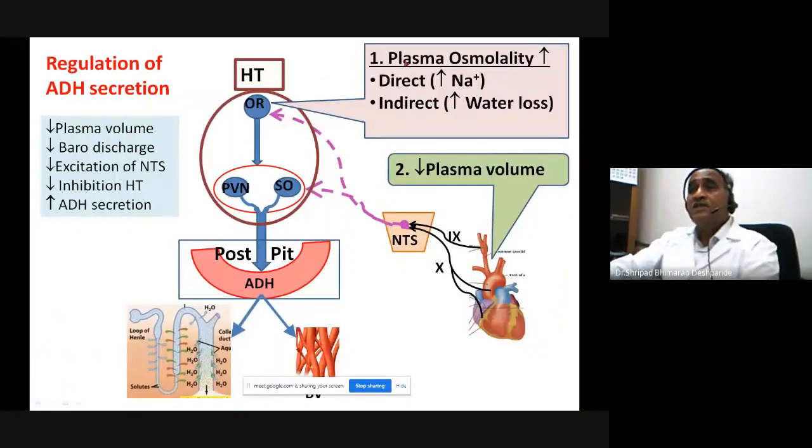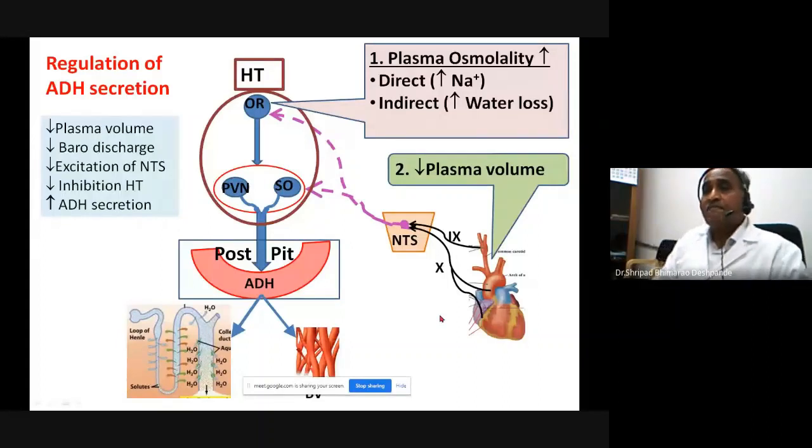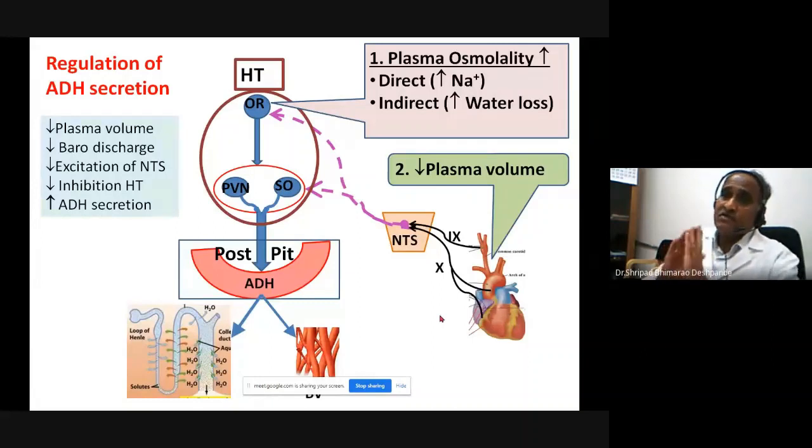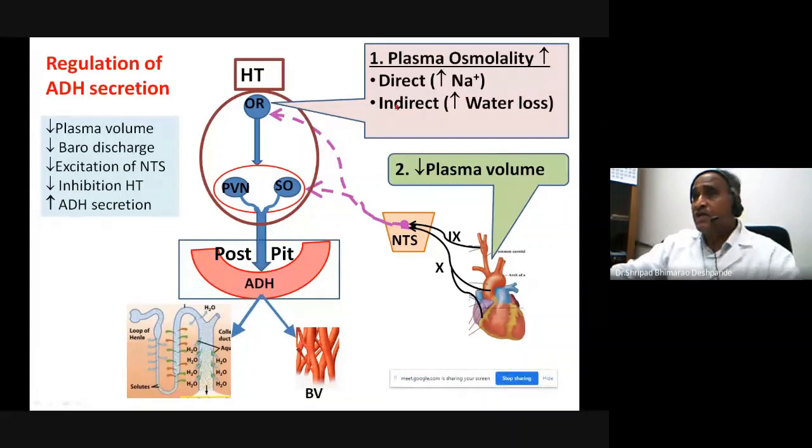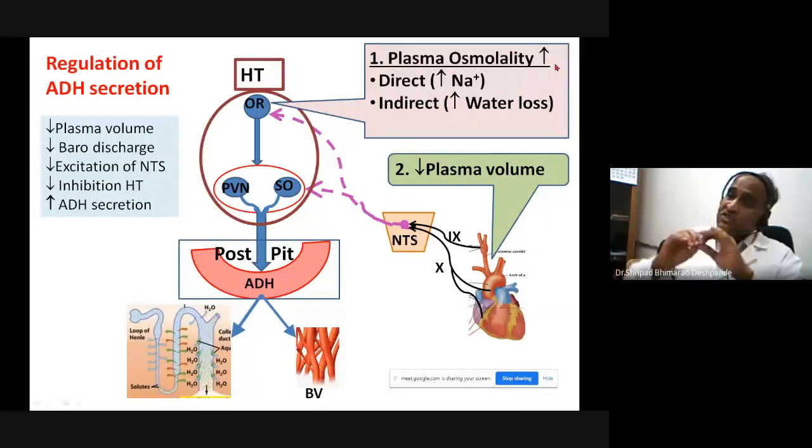Now, this graph I had shown in my lecture on ADH secretion. I'm trying to bring back this slide and explain, because it is one of those components. This is an osmoreceptor here. Now these osmoreceptors are present in the OVLT, and they are activated by a change in the plasma osmolality. You need not have an extensive change in the plasma osmolality. Even a small change is detected by the osmoreceptors.